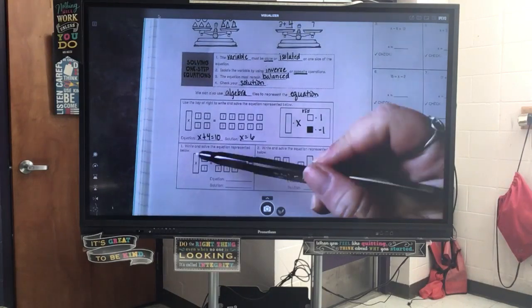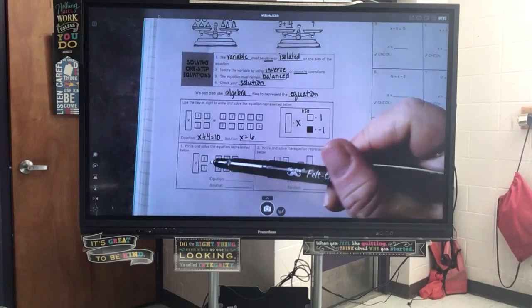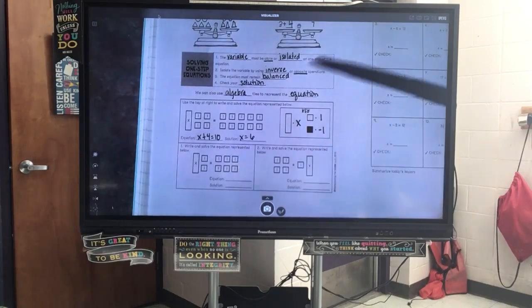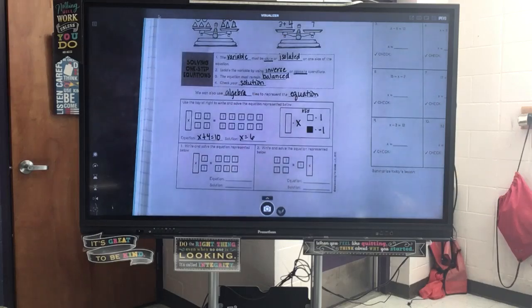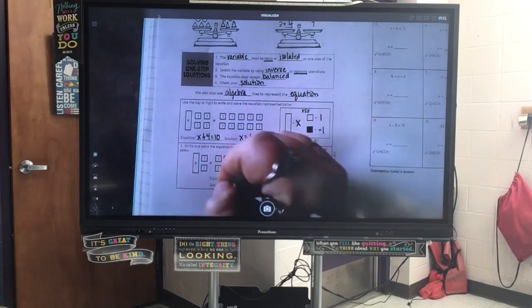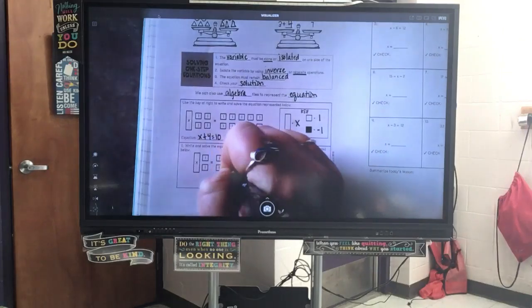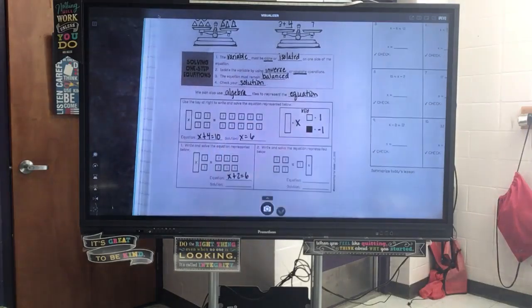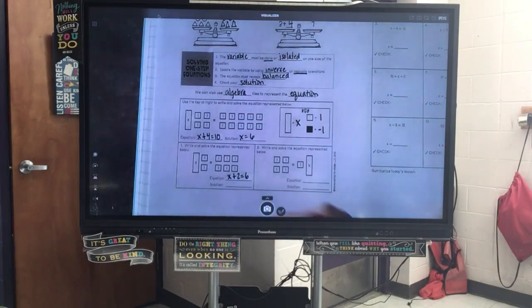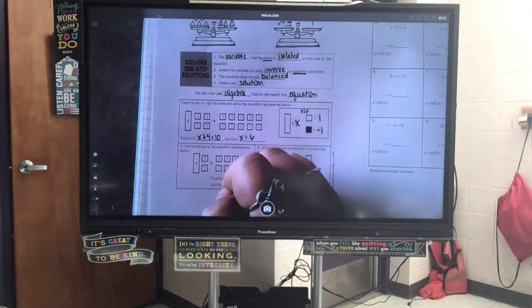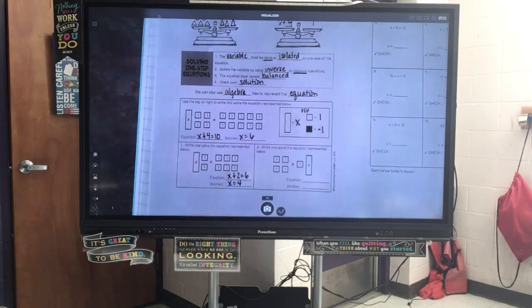Alright, so the next one says write and solve the equation represented below. So down here we have X, and we have 2 equals 1, 2, 3, 4, 5, 6. Alright, so someone raise your hand and tell me what you think the equation is going to look like. Alright, Ronnie? X plus 2 equals 6. Yes, ma'am. And then what is our solution? Levi. So X equals 4.